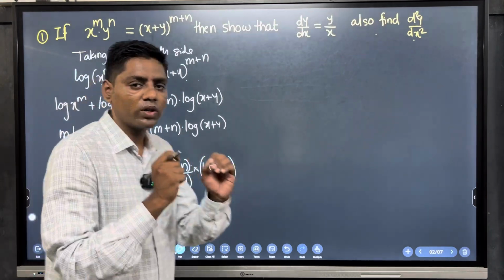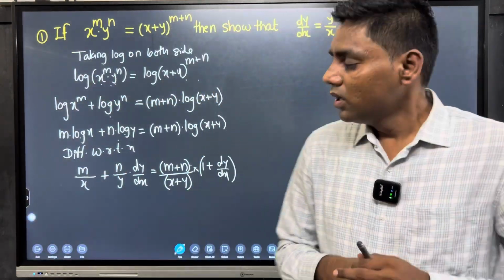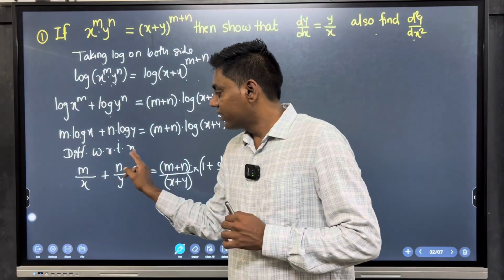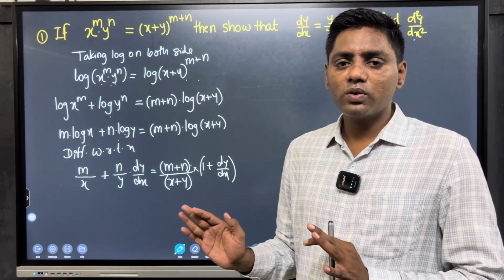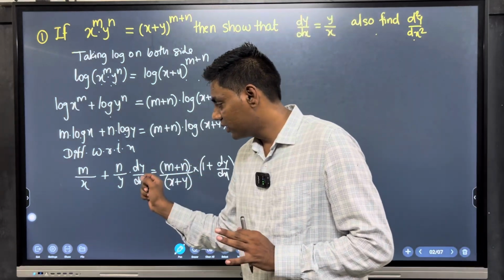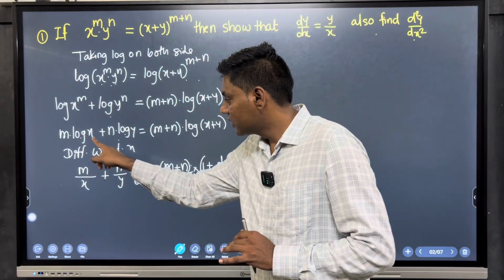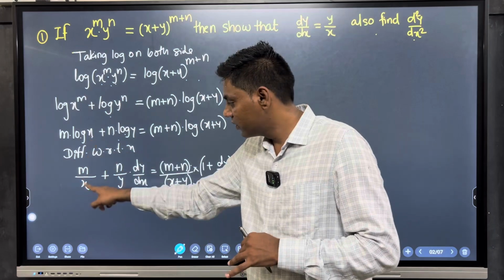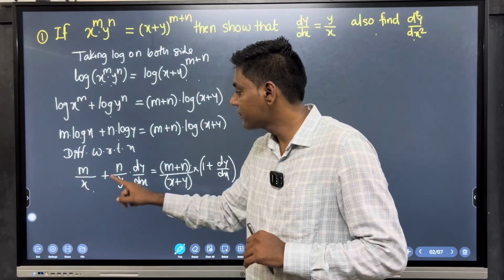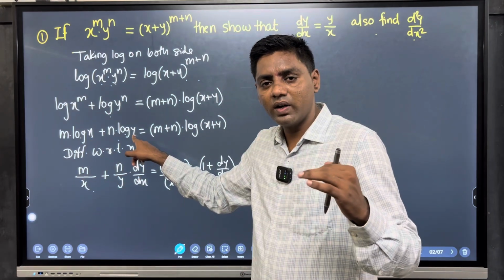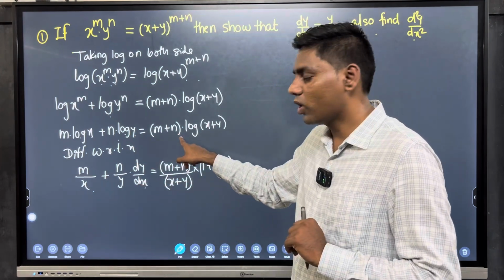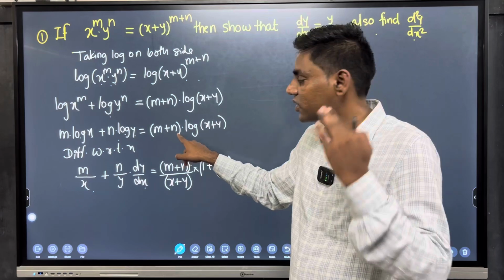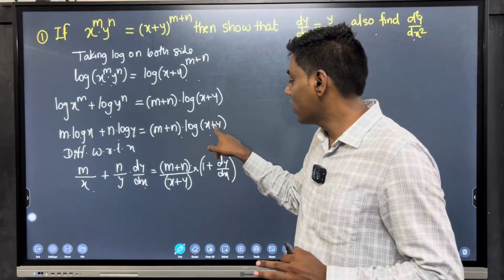So this is the important step. So we take the derivative. After taking the differentiation, applying d by dx on both sides, then we use the formula. So here the log x derivative is 1 upon x, so we write m divided by x. Log y derivative is 1 upon y into dy by dx, so therefore we write that. And after that here the constant is as it is, now the function is a multiplication, n and log of x plus y.